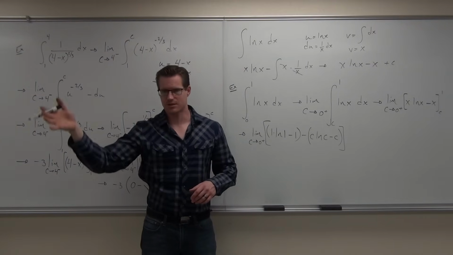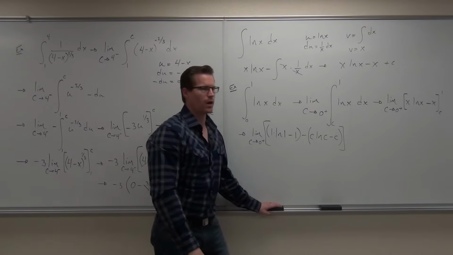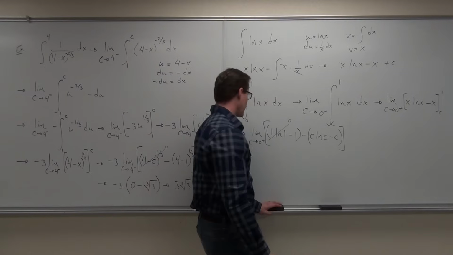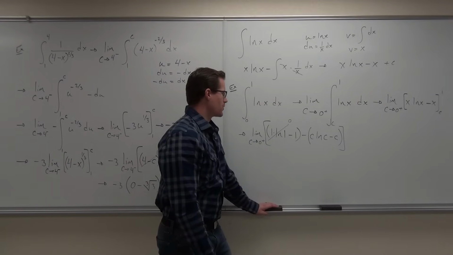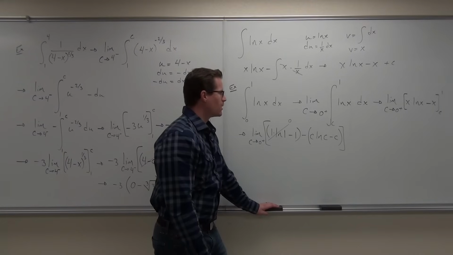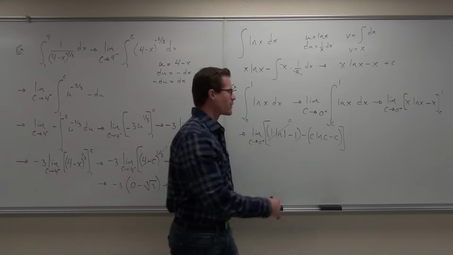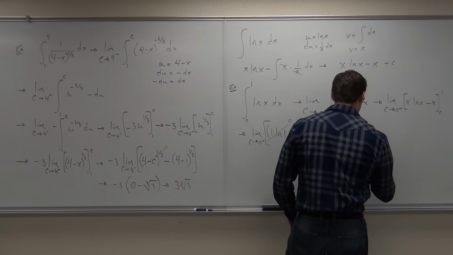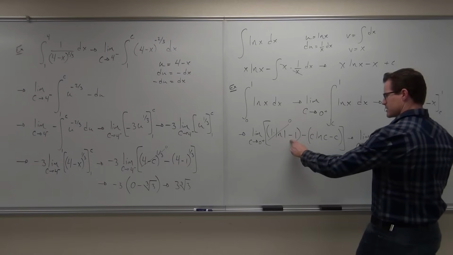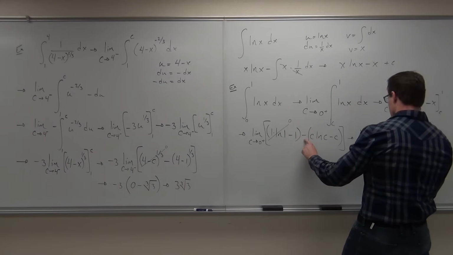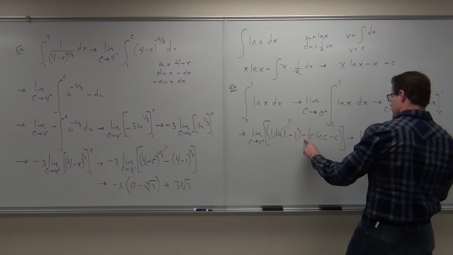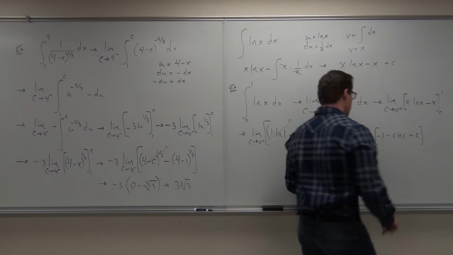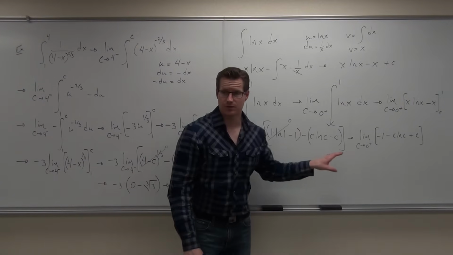Now let's start simplifying this thing. What happens with ln 1? 0. That's 0. We're going to do one more thing with this. So we know that's 0. I'm going to rewrite this just a little bit. I'm going to write this as the limit as c approaches 0 from the right. Let's do negative 1 minus c ln c plus c. Are we okay with that so far?